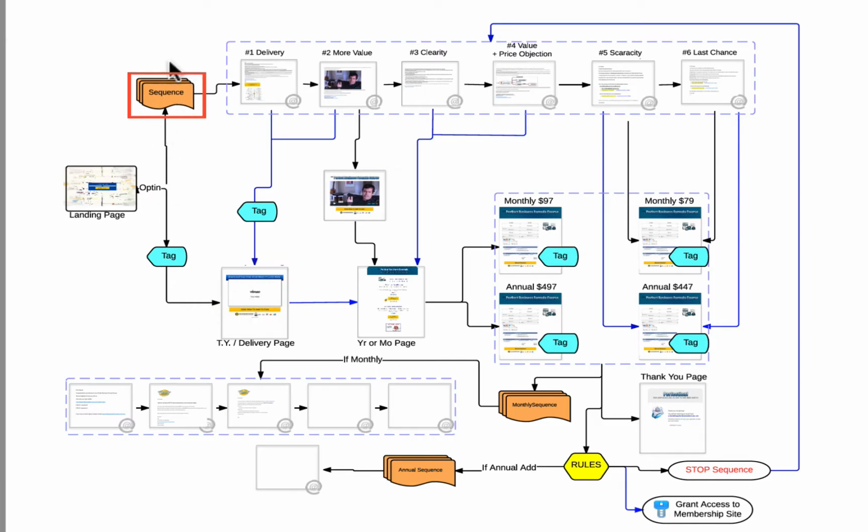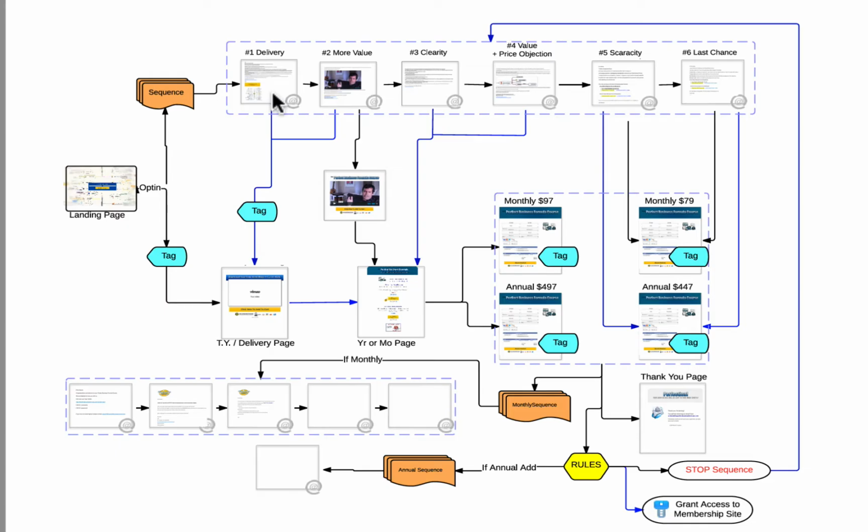So the sequence starts, and it starts with the first email, which is the delivery. They click on it, and they're sent here to get the mind map. There's a way for them to click and download the mind map, and then also watch this video about the mind map. And then, if they click that they want to purchase, it takes them to the sales page.